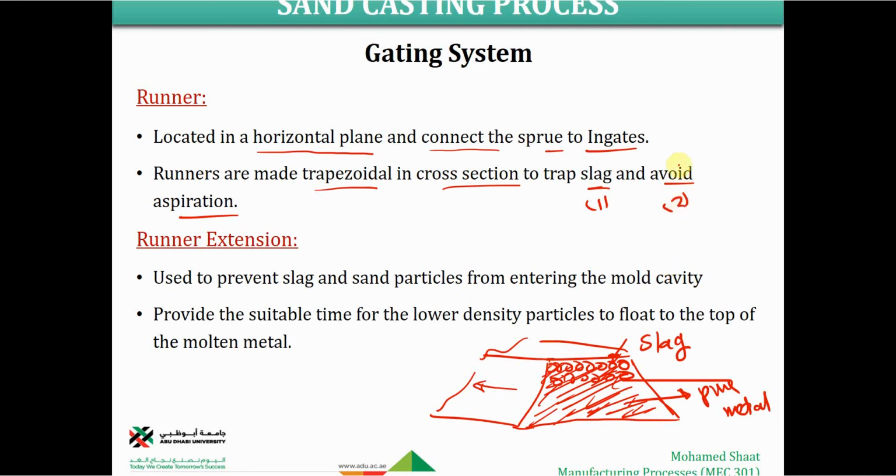In addition, it avoids aspiration. That's why it is tapered. That's why it is trapezoidal, for the same concept as the down sprue, why it is tapered. For the same reason we are using tapered runners here, to avoid aspiration, right? What comes after that is a runner extension. So what happened to this slag? This slag is going to keep moving.